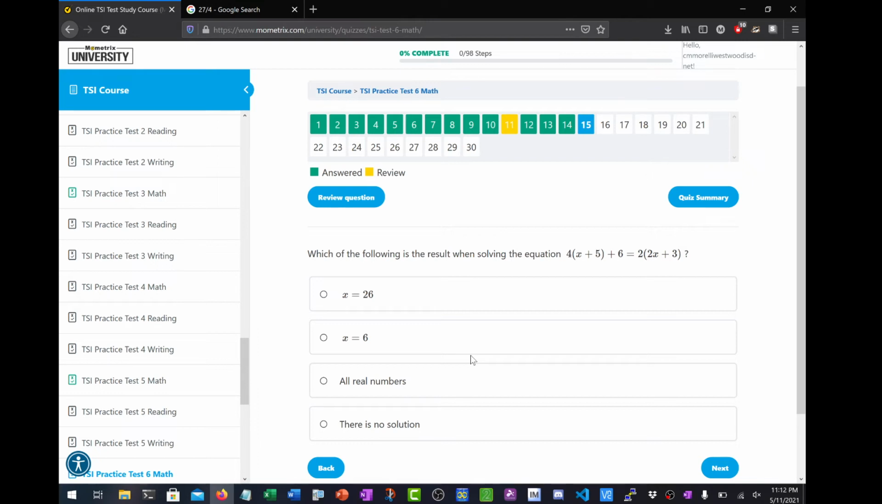Okay, we're on number 15, and we're asked to solve this equation. So I'll just clip it.